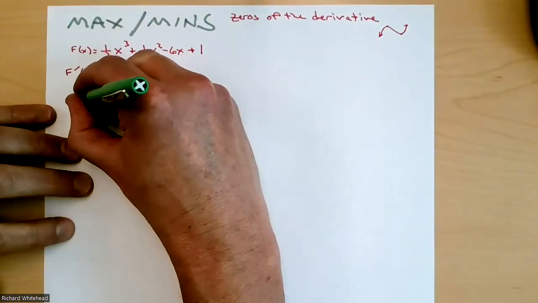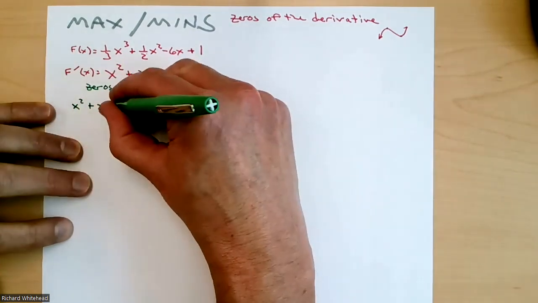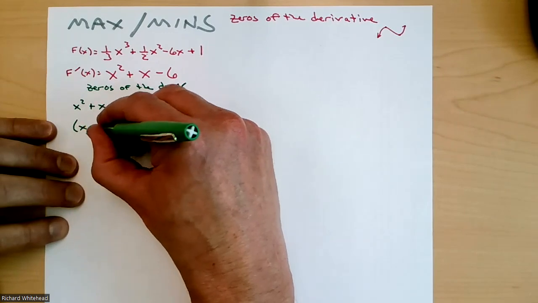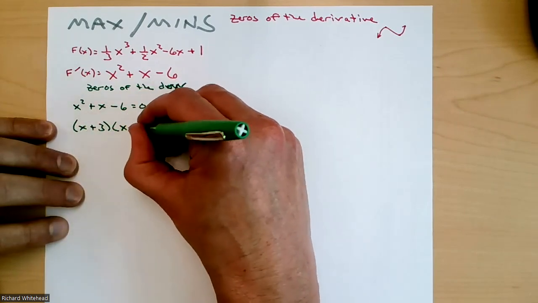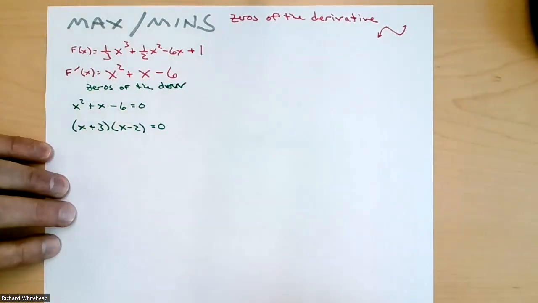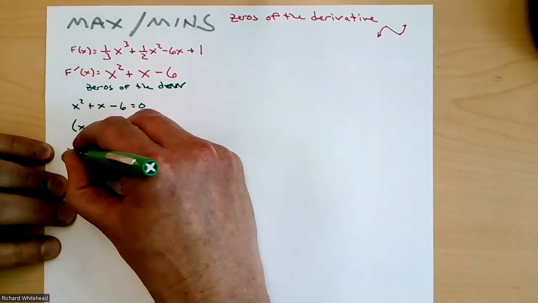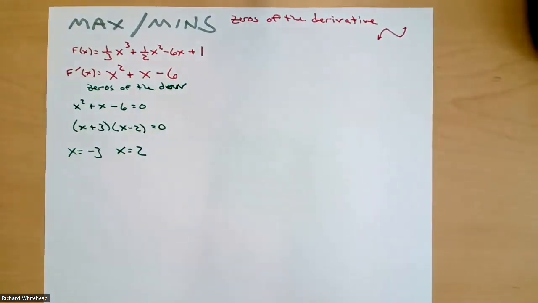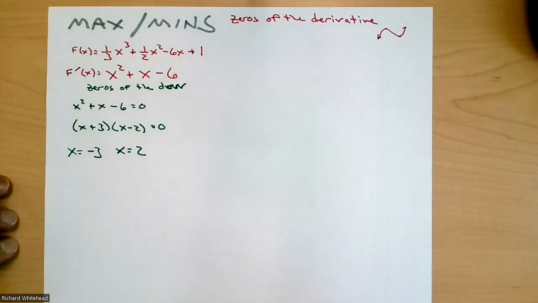So you say, okay, that's no big deal. I've been factoring since I was a little kid. So you're like, oh yeah, this is easy. x plus 3, x minus 2. And of course, it looks easy, and a lot of times it is. So x is equal to -3, x is equal to 2. Yay, we just found our x coordinates of the maxes and the mins.